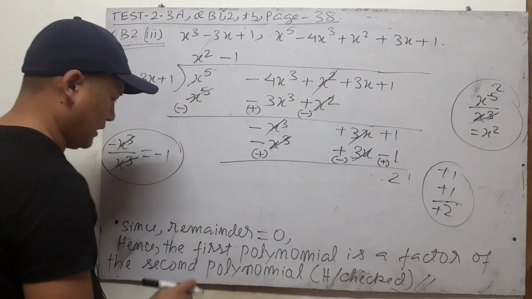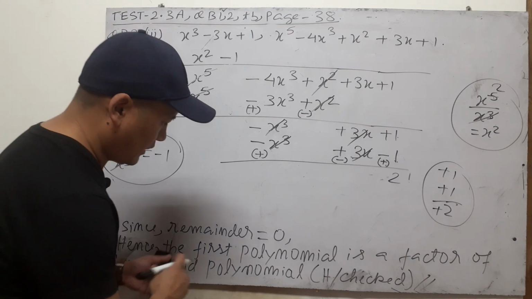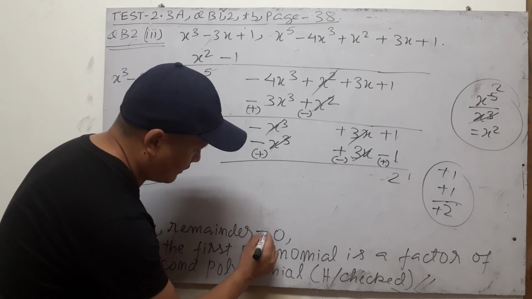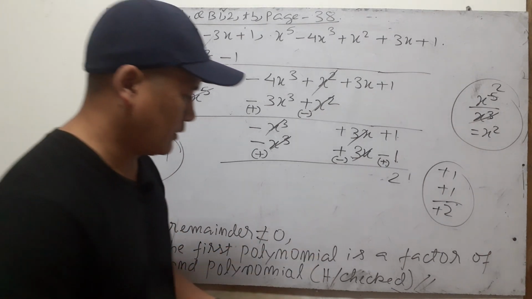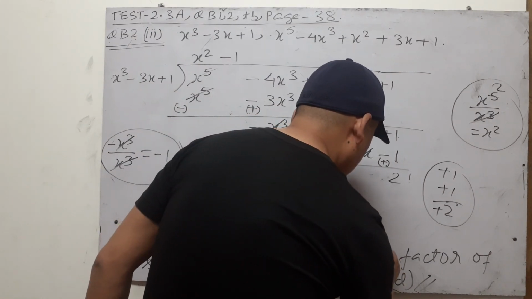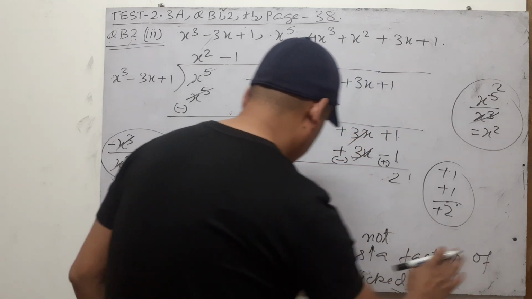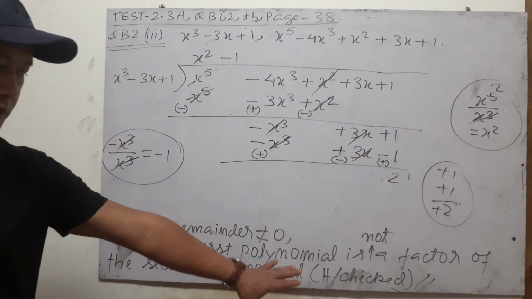So since the remainder is 2, which means it's not equal to 0, write like this: hence the first polynomial is not a factor of the second polynomial, hence checked.